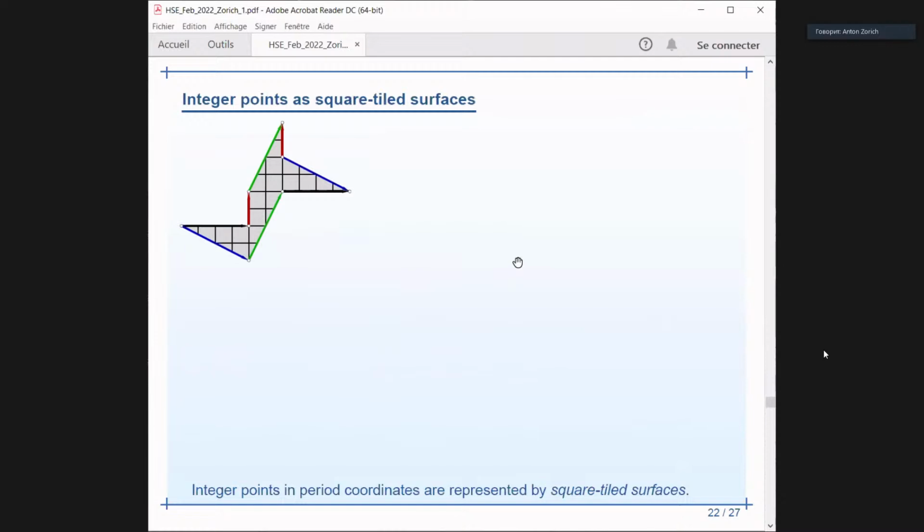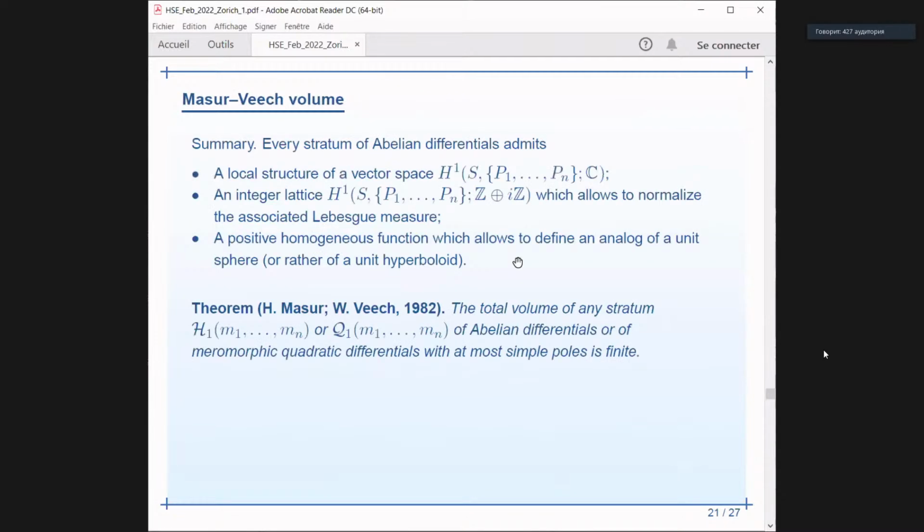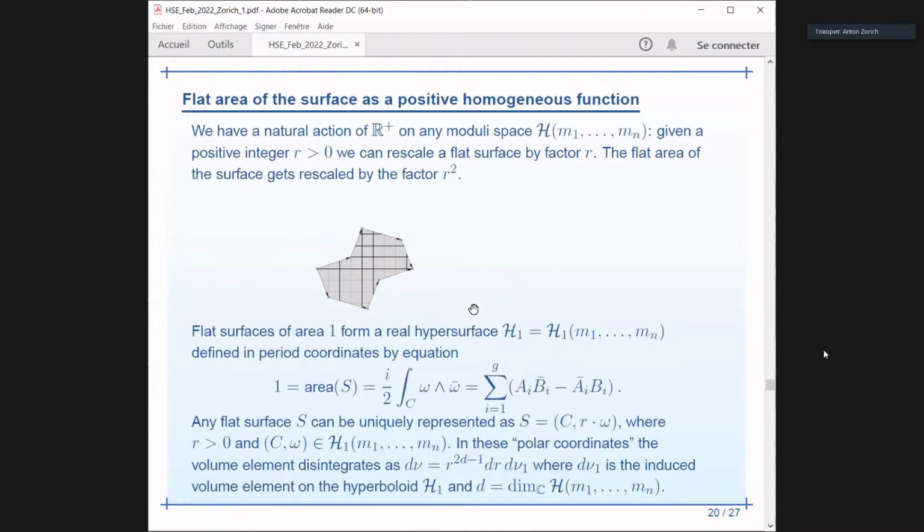Sorry, can you be more precise about where this function comes from? Oops, this one. In period coordinates, it's like this. And geometrically, as soon as you have a holomorphic 1-form, you can compute the integral of omega bar over the curve, multiply by I over 2. And what you get is nothing but the flat area of the corresponding surface. So it's positive. And we use this function to define sort of a unit ball.